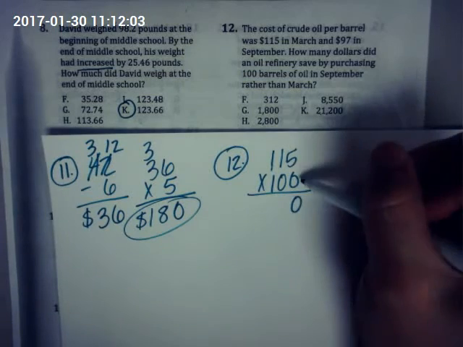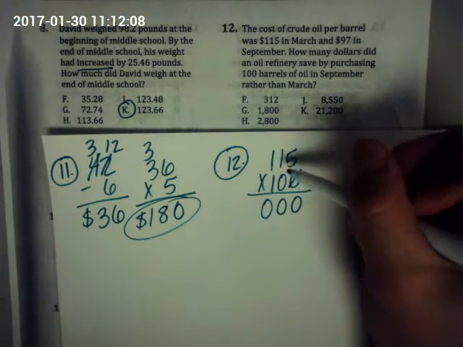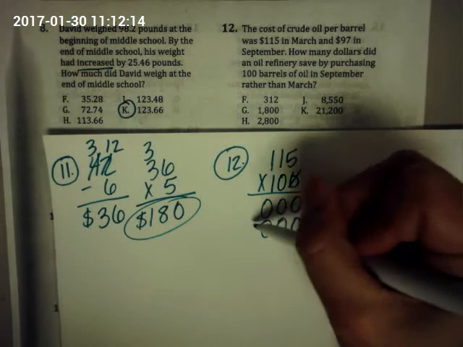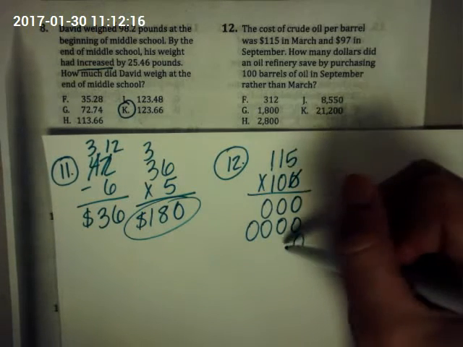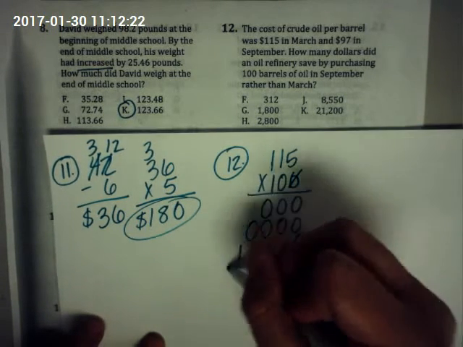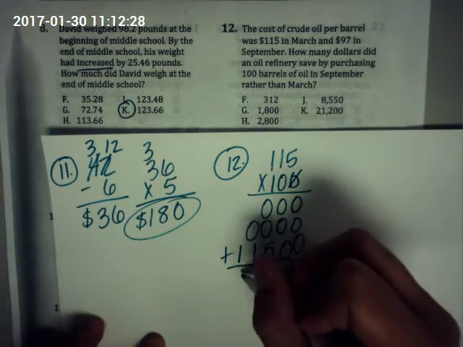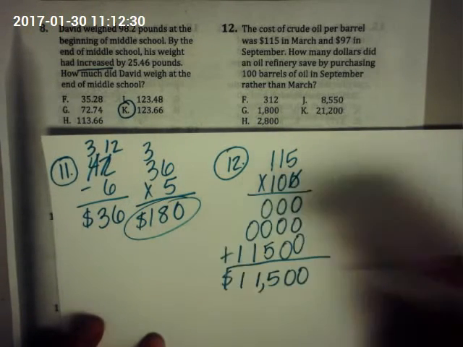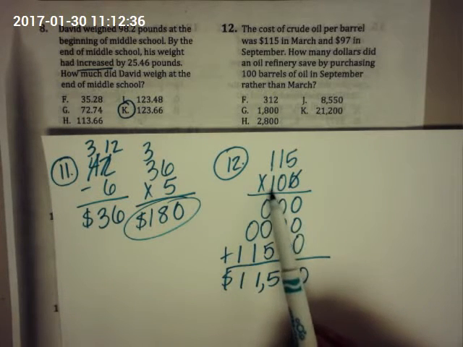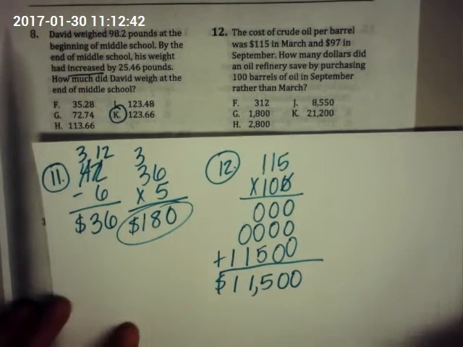So 0 times 5 is 0, 0 times 1 is 0, 0 times 1 is 0. Going here, once again, multiplying by all three of these, that's going to be 0, placeholder, 0, 0, 0. 1 times 5, we're going to need two placeholders, is 5. 1 times 1 is 1, 1 times 1 is 1. Add those together, 0, 0, 5, 1, 1, which is $11,500. An easier way to do that would have just been knowing, okay, if I'm multiplying by 100, I'm adding 2 zeros, which would have been much quicker.